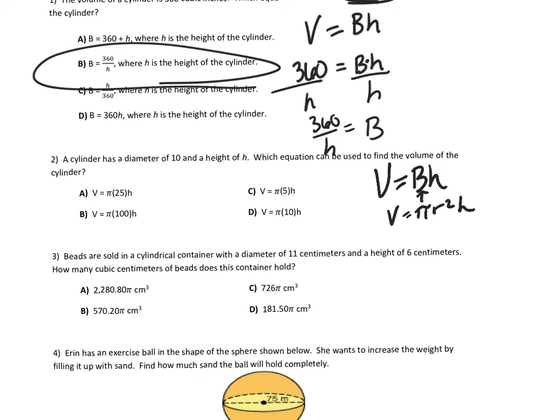We know that the diameter is 10, so the radius, therefore, is 5. So pi times 5 squared times h equals volume. 5 squared is what? 25. So volume equals, I'm going to write the number first because generally numbers come first, 25 pi h. So it doesn't have it written first here, but answer choice A goes with it.